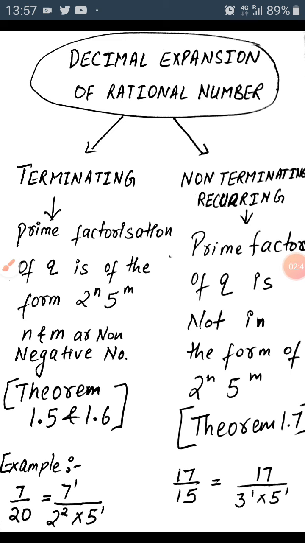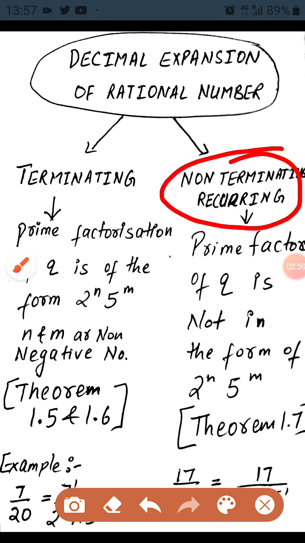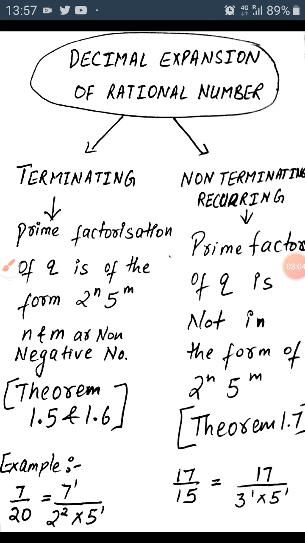And if the value of q cannot be written in the form of 2 to the power n, 5 to the power m, then this type of expansion is non-terminating recurring. Let us see an example for this. 17 by 15. 17 can be written as 17 to the power 1, and what is the prime factorization of 15? 3 to the power 1 and 5 to the power 1. So here comes an extra 3, and what is missing? 2. So it cannot be written as 2 to the power n, 5 to the power m. Therefore, this type of expansion is non-terminating recurring.